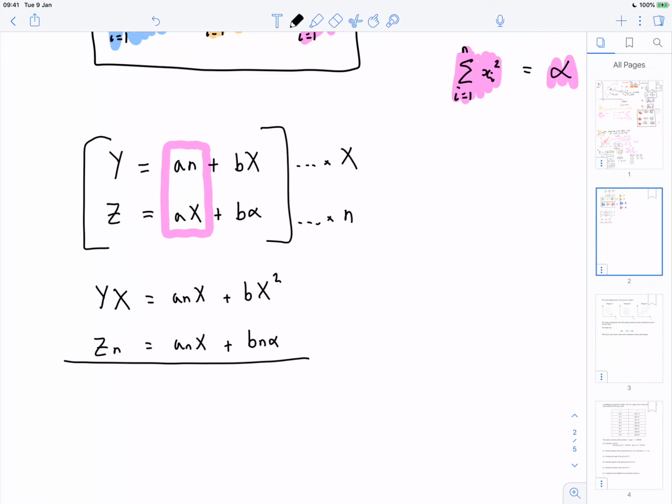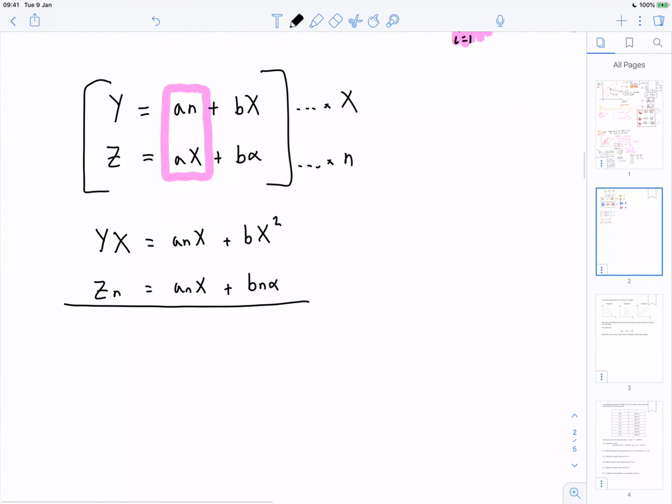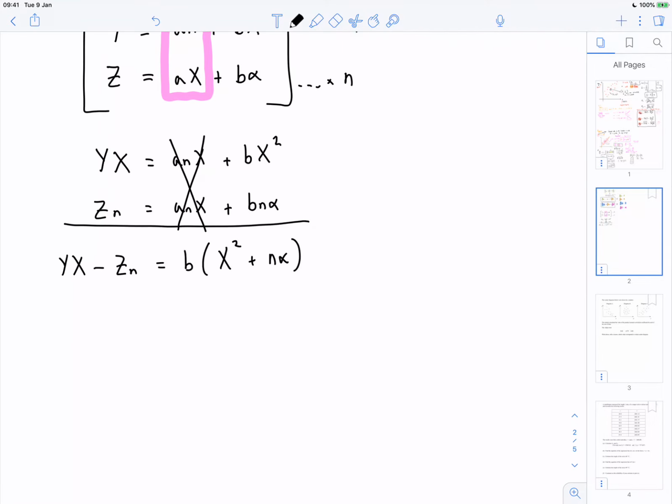What I'm going to do is subtract one line from the other. So these two will cancel because they're the same. I'm going to get Y capital X minus Z times N equals, they cancel, and then I get B lots of capital X squared plus N times alpha. And now clearly B equals y times x minus zn over x squared plus n alpha.